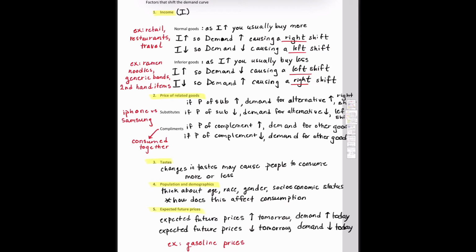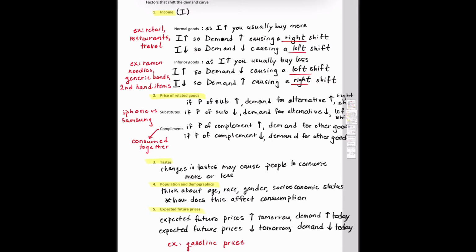Okay, so what about changes in the prices of related goods? So we're talking about goods that aren't in the market you're currently analyzing. They're related to that market, but changes in the price of those goods do affect the market that you're analyzing. So we classify these related goods into two categories: substitutes and complements.